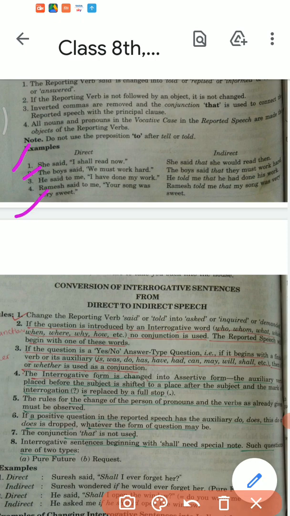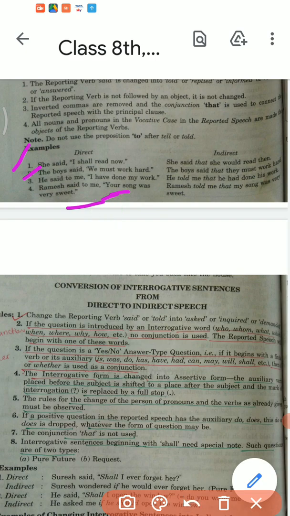In the fourth sentence, Ramesh said to me, your song was very sweet. And in the indirect form, Ramesh told me. Said to will change into told me, and in place of the inverted commas we will put that. Ramesh told me that his, here your will change according to the object which is me. So we will put here my song was very sweet.